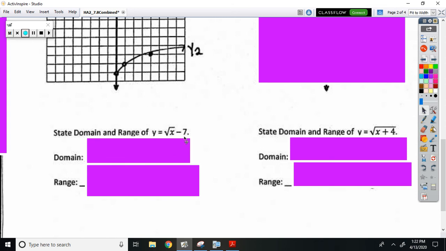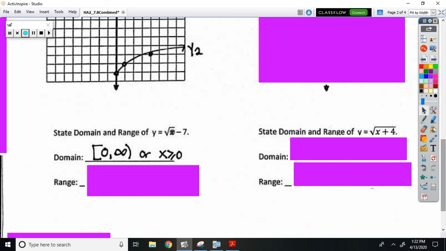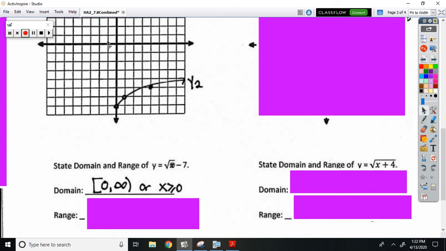The square root of x minus 7. So the domain, remember the restrictions on the domain are that the radicand can't be negative. So really this x value has to be greater than or equal to 0. So that's one way you can write it. Or you can use interval notation. The smallest the x value ever gets is 0. The biggest it ever gets is infinity. So bracket 0 to infinity. Or x is greater than or equal to 0.